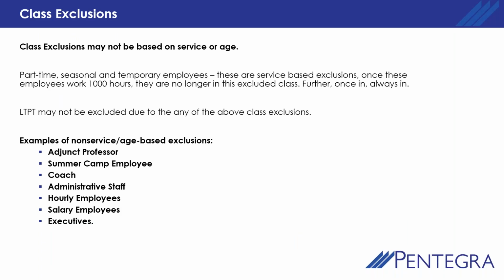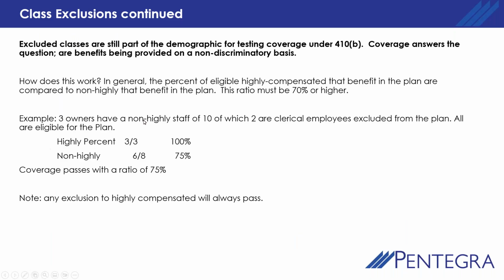I did provide a list of class exclusions that aren't based on age and service. And if you're using class exclusions, the key is to make sure that you're not going to have a coverage issue. When classes are excluded, if the excluded participants are being kept out of the plan but have met the plan's eligibility, then they have to be included in what's called a coverage test. And a coverage test is basically just answering, are the benefits of the plan being provided on a non-discriminatory basis?